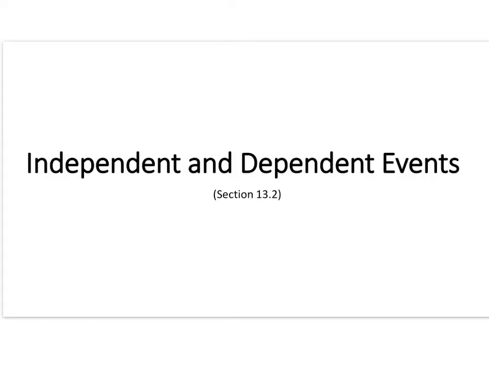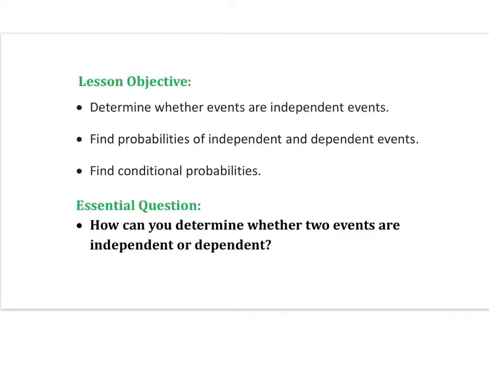All right, section 13.2 is all about independent and dependent events. Our objectives are to determine whether events are independent, find probabilities of independent and dependent events, and find conditional probabilities. And then our essential question: how can you determine whether two events are independent or dependent?